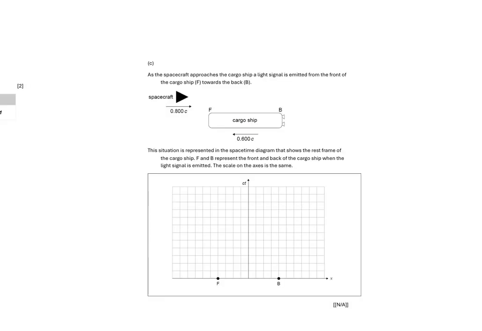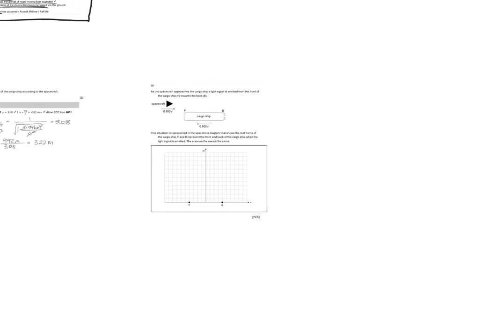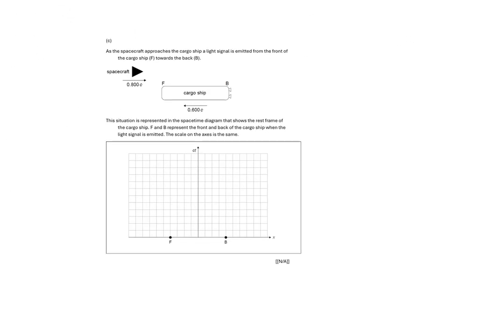And now we have a Minkowski diagram, and it says the spacecraft approaches the cargo ship. A light signal is emitted from the front of the cargo ship towards the back. The situation is represented in space-time diagrams that show the rest frame of the cargo ship, and F and B represent the front and back of the cargo ship when the light signal is emitted. The scale on the axes is the same, so there's the blank diagram. That's the setup.